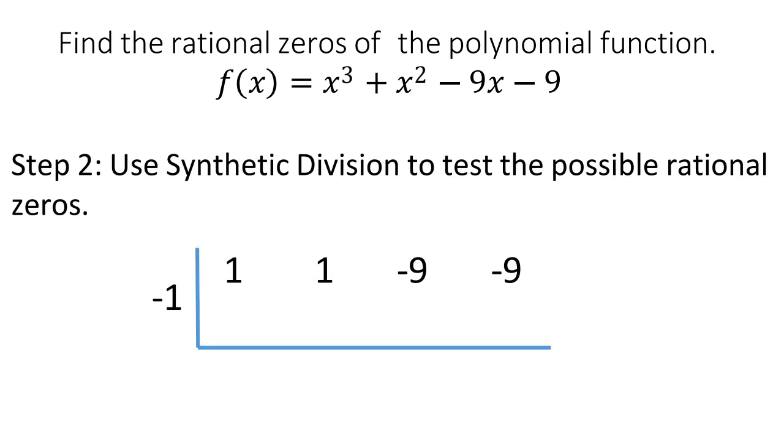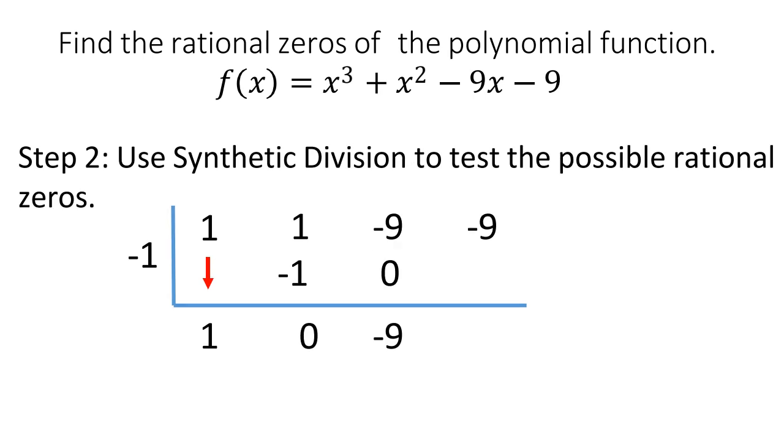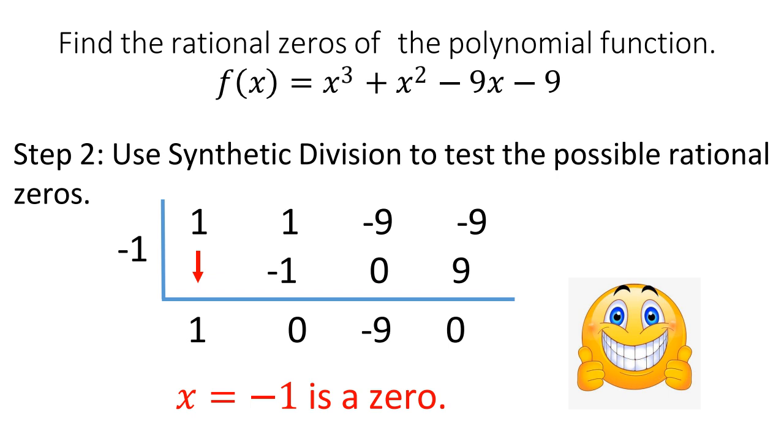What I'm going to do now is try the next number, the -1. Okay, so again, I'm going to do synthetic division. I'm going to multiply my value. So again, to review, I'll bring down my 1. -1 times 1 is -1. 1 minus 1 is 0. -1 times 0 is 0. -9 plus 0 is -9. -1 times -9 is +9. And -9 plus 9 is 0. Awesome. This is what we wanted. We wanted a remainder of 0. So what this is telling me is that x equals -1 is a zero.